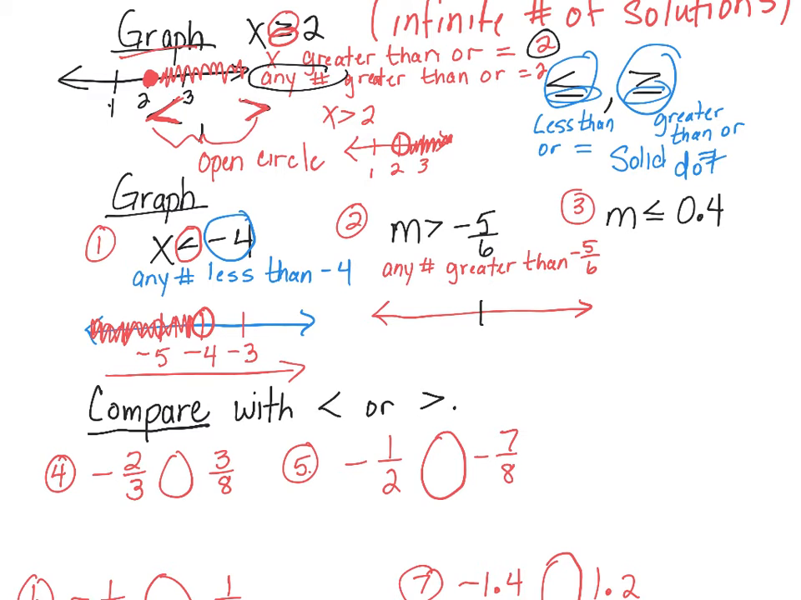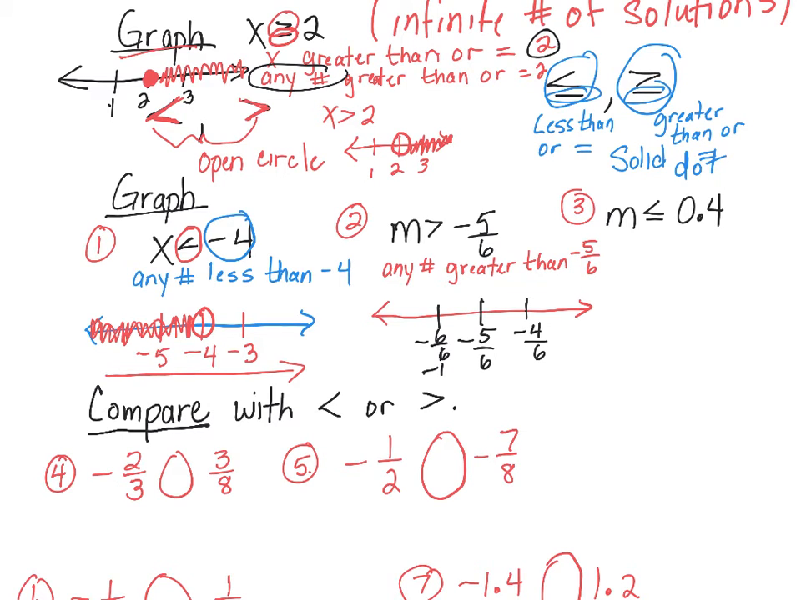What's the number listed for you? -5/6 goes right here. What's to the left of it? If our number line's in sixths, that's -5/6. To the left would be -6/6, which is -1. To the right would be -4/6. Is this going to be an open circle or a solid dot?